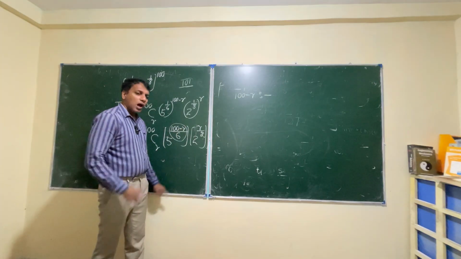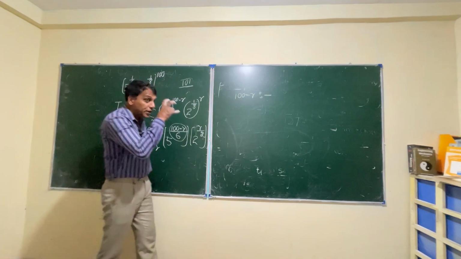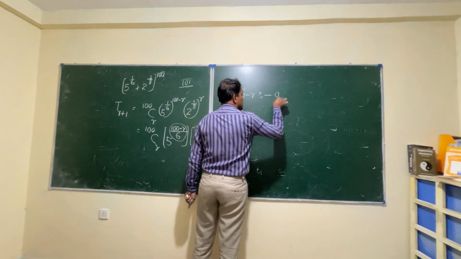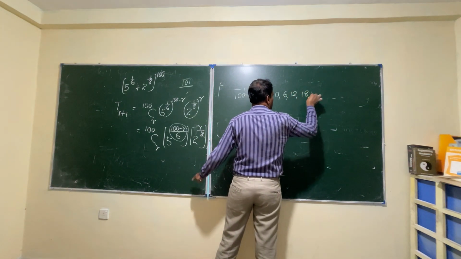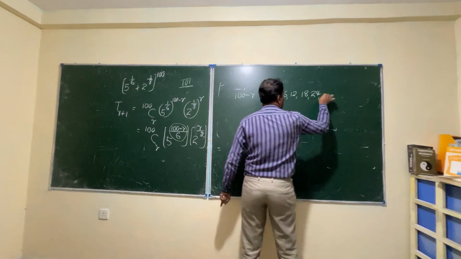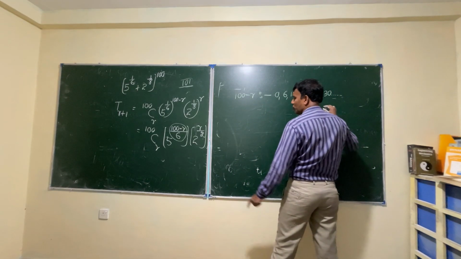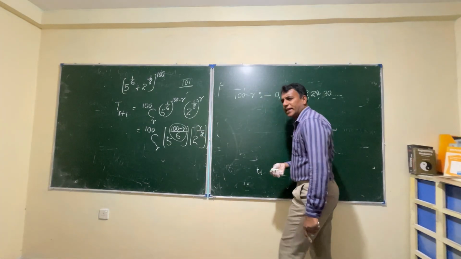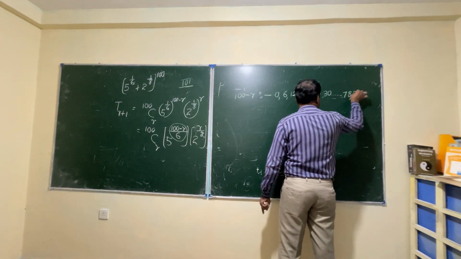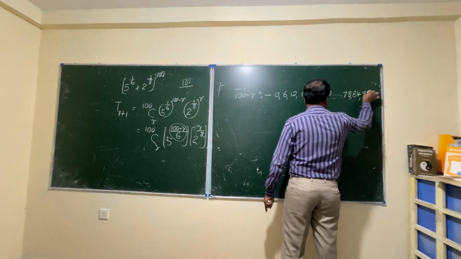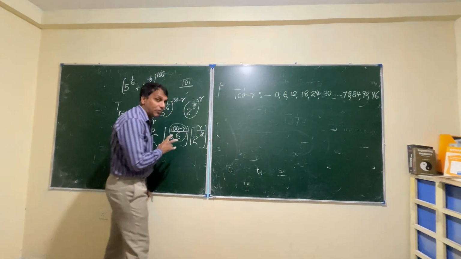So we take first this one. For 100 minus r to be divisible by 6, what are the chances? 100 minus r can be 0, 6, 12, 18, 24, 30 and so on. Let's write a few. The last one divisible by 6: 12 times 6 is 72, 13 times 6 is 78, then 84, 90, 96. These are the values for the first one only to be perfect.